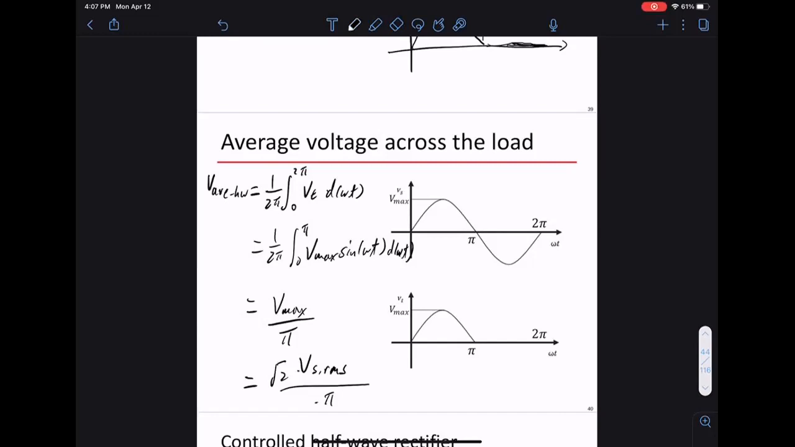Wait, what did you change? So Vmax is square root 2 times the source RMS. So it'd be root 2 times RMS, not divided. That was what I thought also. I tried to solve it divided, where I should multiply. Thank you. Yeah, thanks for catching those. In the future, if you notice something wrong, please let me know. I was the one who did it wrong.